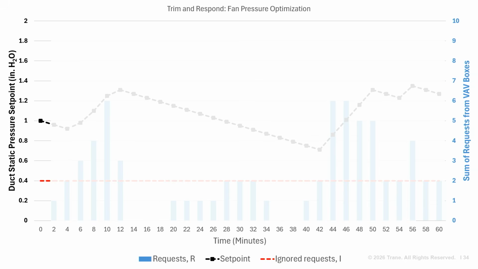We have determined that the initial duct static pressure setpoint is 1 inch, and there is a time delay before we start to count the requests. The static pressure setpoint starts to trim, or decrease, and we see some requests appear in the system, but still under the threshold, so the system continues to trim.